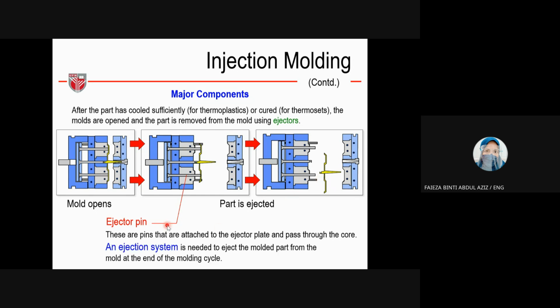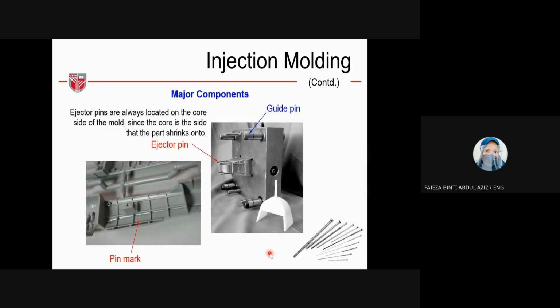An ejection system is needed to eject the molded part from the mold at the end of the molding cycle. These are the ejector pins. Ejector pins are always located on the core side, not the cavity side, because we have core and cavity as in the previous slide. Ejector pins are always located at the core side of the mold, since the core is the side that the part shrinks onto. So these are the ejector pin and this guide pin.